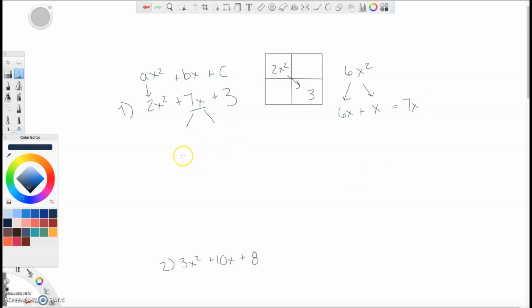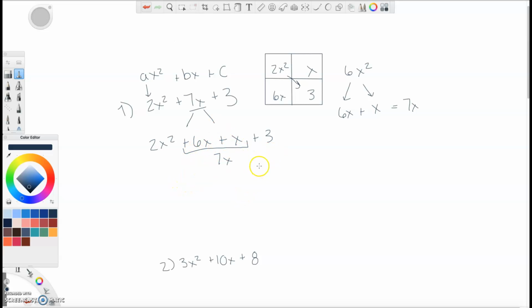So we're going to take this middle term and break it up. Let's put 6x here and x here. Now we can rewrite this as 2x squared plus 6x plus x plus 3. Notice that we didn't change anything here. This 6x plus x is still equal to 7x. So really we just rewrote this by decomposing 7x into the 2 factors we know it must be equal to.